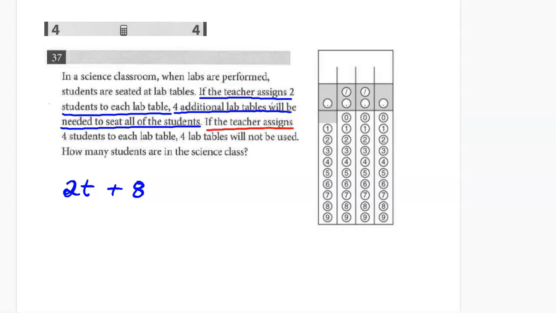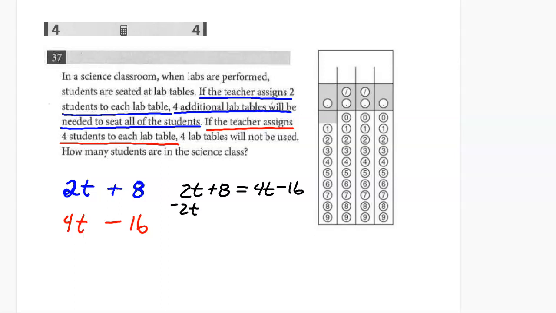Scenario 2 is if the teacher assigns 4 students to each table. So if I go 4 students times every table, well then 4 tables are not going to be used. So that means we're not going to have 4 tables of 4, we're not going to have 16 kids in that one. So we should be able to set these 2 situations equal to each other. Let's check it out. 2t plus 8 equals 4t minus 16.